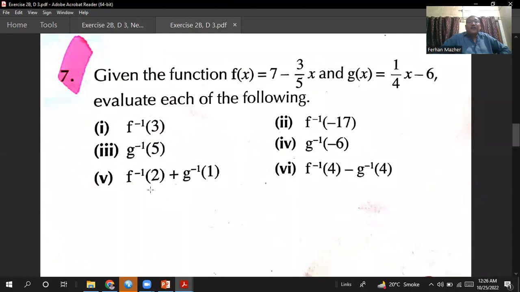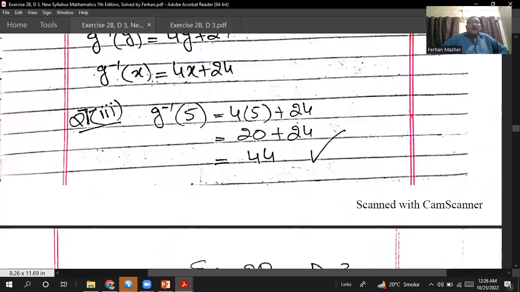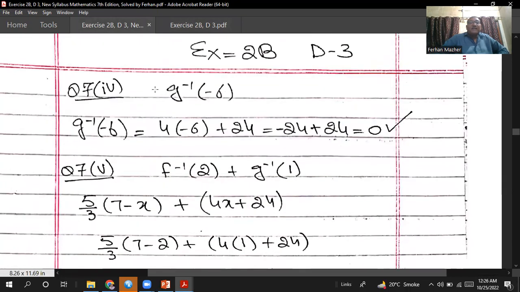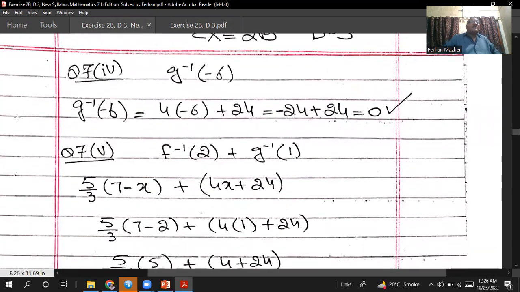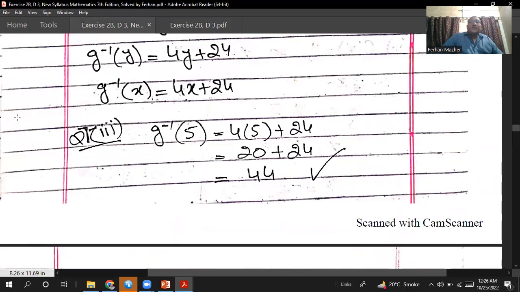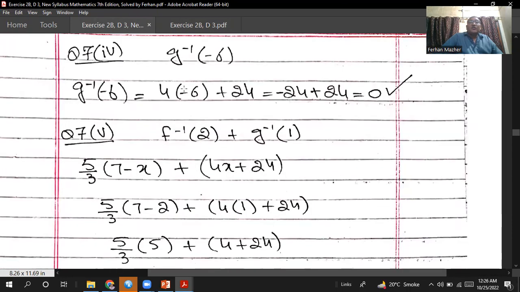Then he wants us to find the g inverse of minus 6. So g inverse of minus 6 is equal to 4 into minus 6 plus 24. I know the formula of g inverse, and the g inverse formula is this. So in this, I will substitute x with minus 6. So it will be 4, bracket minus 6, bracket close, plus 24. So that will be minus 24 plus 24, and that will be 0.